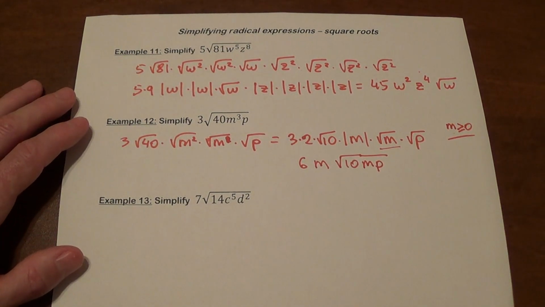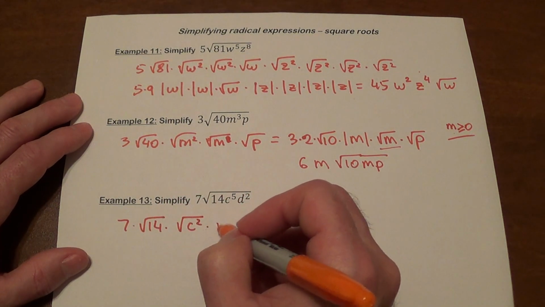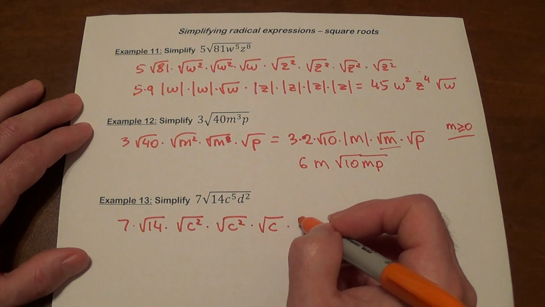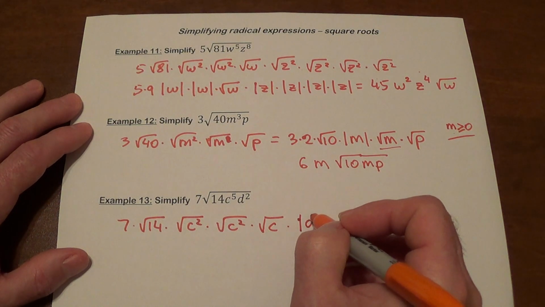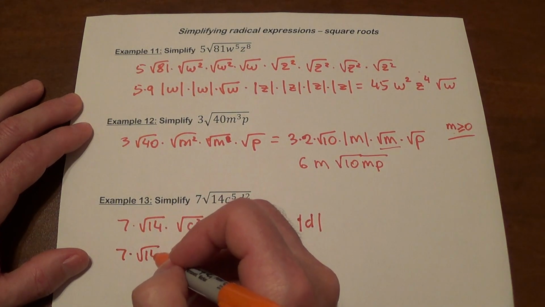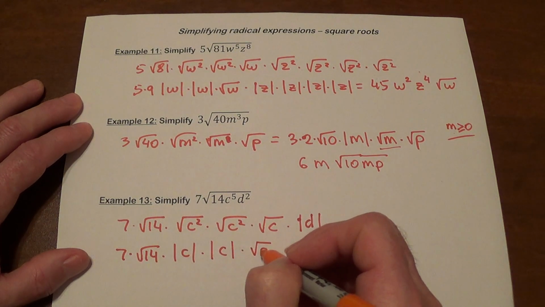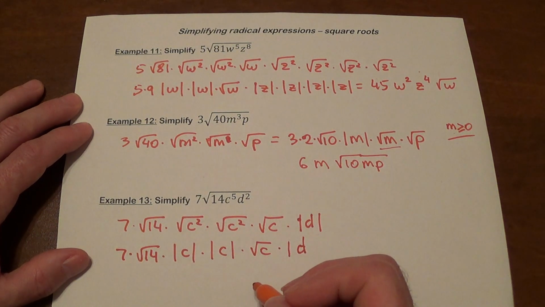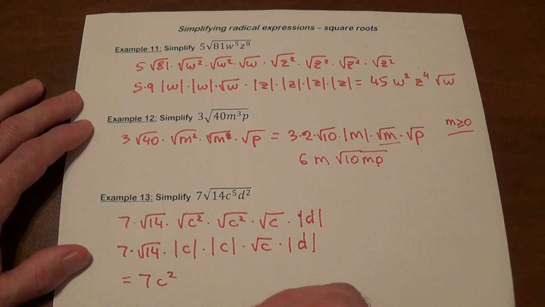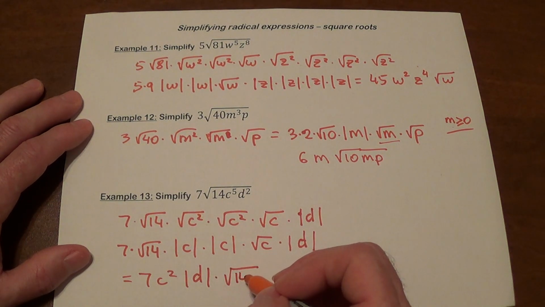And this last problem, so we have 7 times the square root of 14 times the square root of c squared times another square root of c squared times the square root of c times the square root of the absolute value of d. Alright? So it is 7, nothing we can do with the square root of 14, it's going to stay like that, times the absolute value of c, times another absolute value of c, times square root of c, times the absolute value of d. So we're going to get 7, that's going to give us c squared, that's going to give us absolute value of d, and then it's going to be the square root of 14c.